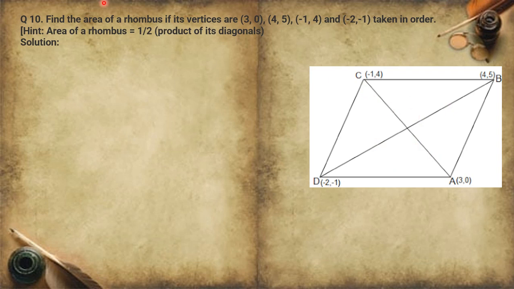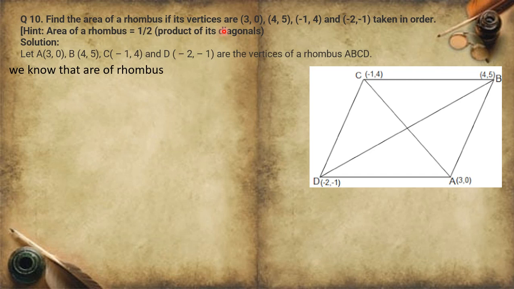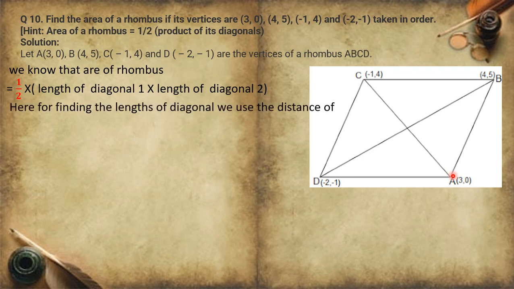Now here the hint is given, area of rhombus is half into product of its diagonals. That means we can write the area of rhombus as half of the length of diagonal 1 into length of diagonal 2. Now when we talk about the length of the diagonal, that is the distance DB. So the distance between these 2 points D and B is diagonal 1 and the distance between the points A and C is diagonal 2. That means here we have to find the distance between the 2 points. So for finding the length of the diagonal, we have to find out the distance.